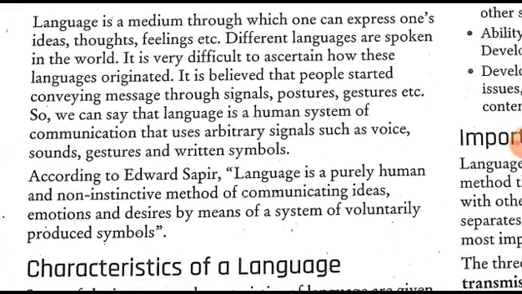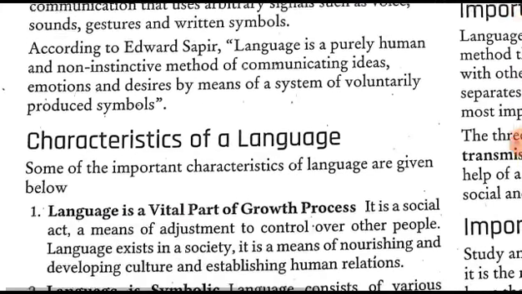It is believed that people started conveying messages through signals, postures, gestures, etc. So we can say that language is a human system of communication that uses arbitrary signals such as voice, sounds, gestures, and written symbols. According to Edward Sapir, language is a purely human and non-instinctive method of communicating ideas, emotions, and desires by means of a system of voluntarily produced symbols.